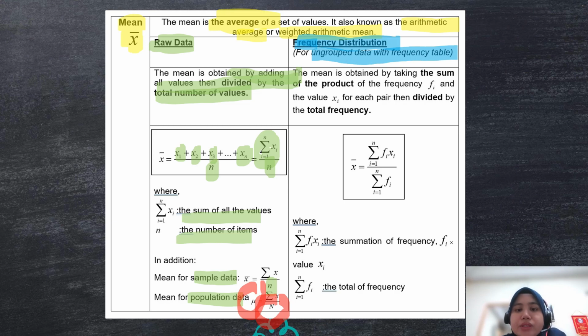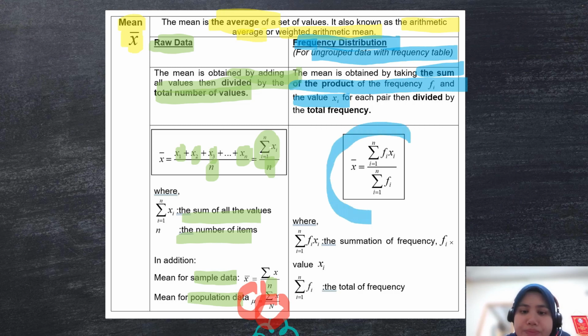Meanwhile, for frequency distribution for ungrouped data with a frequency table, the data stays inside the table. Later we will look at an example for that. The mean is obtained by taking the sum of the product of the frequency and the value x for each pair, then dividing by the total frequency. That means you have to multiply the frequency with its value of x. That's how you get your mean.